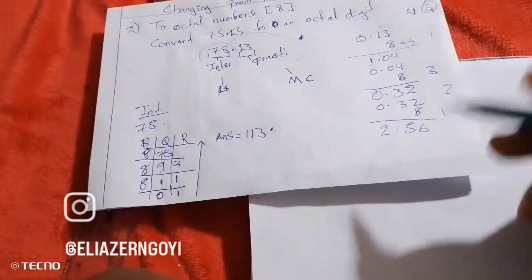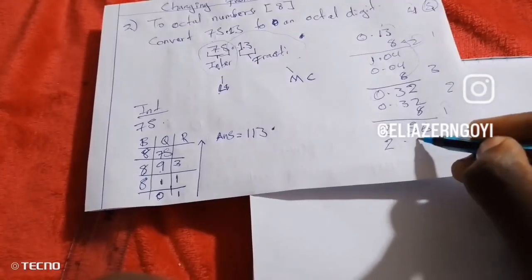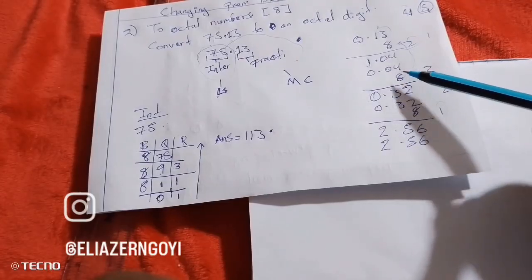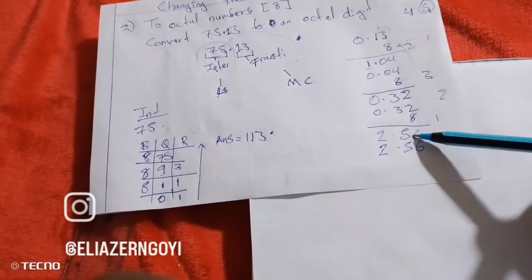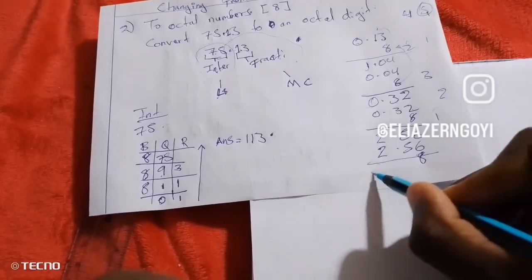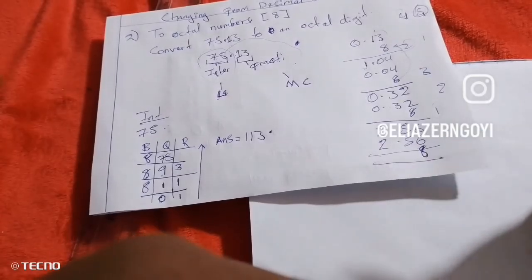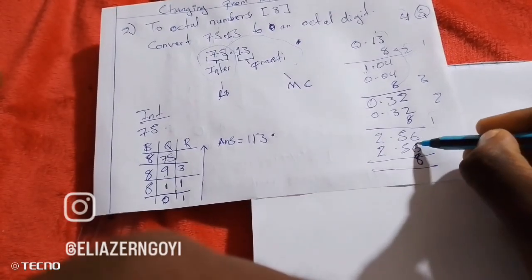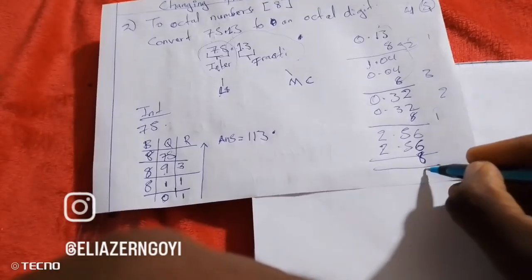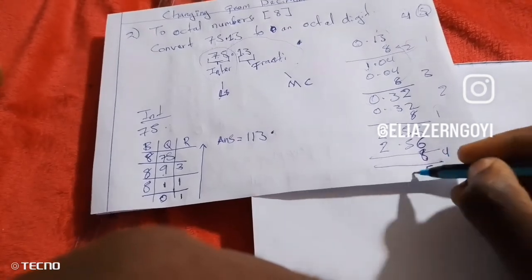So we have 0.256. How many times have we changed so far? This is 1, 2, 3. We're not yet done with at least 4 times. So let's do the fourth time. 8 times 6 should give you about 48, so write 0 carry 4. 8 times 5 is 40, plus the 4, that is 44. Remainder 4.